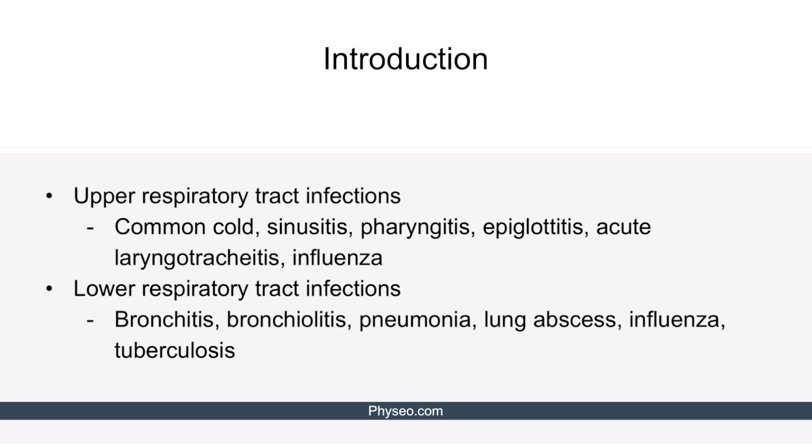The upper respiratory tract infections include the common cold, sinusitis, pharyngitis, epiglottitis, acute laryngotracheitis, and influenza. The lower respiratory tract infections include bronchitis, bronchiolitis, pneumonia, lung abscess, influenza, and tuberculosis. Note that influenza is both a disease of upper and lower respiratory tract.